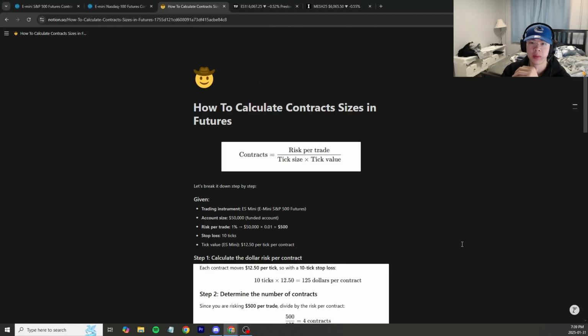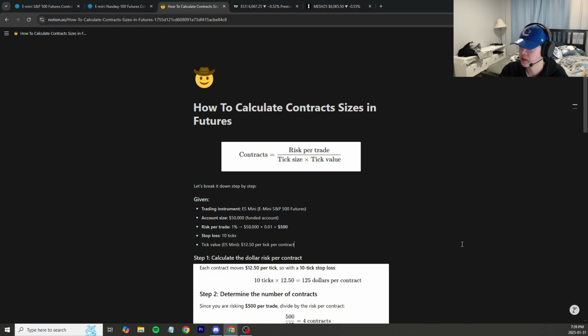Alright, so in this video, I'm going to show you guys how to calculate contract sizes in futures. First things first, you guys can see there's a formula on the chart. Now, all you need is three things, which is the risk per trade, tick size, and the tick value. If you have them, just input them into the formula, and then you get the contract size. But if you don't know what they are, I'll be explaining it step by step.